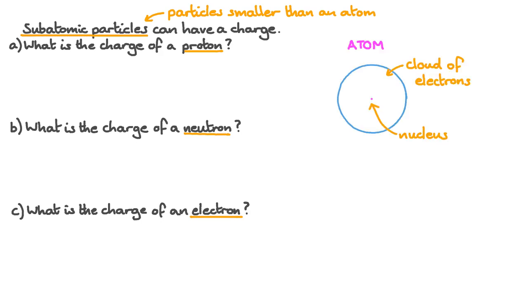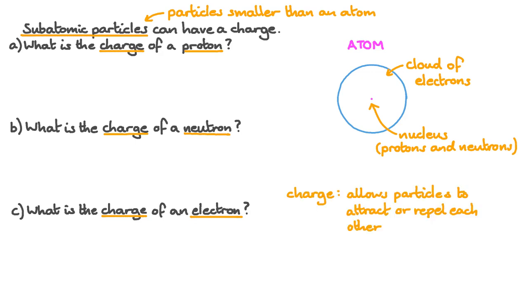In the simplest picture of an atom, there are two parts, a nucleus at the very middle and a cloud of electrons around it. The nucleus contains protons and, most of the time, neutrons. What the question wants us to remember is what the charges of these particles are. Charge is a property of particles which allows them to attract or repel each other. There are two types of charge, positive and negative. If two particles have the same type of charge, they repel each other. But if they have opposite charges, they attract one another.